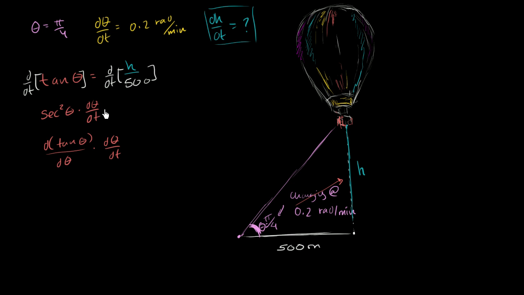And then the right-hand side becomes, well, it's just going to be 1 over 500 dh dt. We're literally saying it's just 1 over 500 times the derivative of h with respect to t. But now we have our relationship, the one we actually care about. We have a relationship between the rate at which the height is changing with respect to time, and the rate at which the angle is changing with respect to time, and our angle at any moment. So we can just take these values up here, throw them in here, and then solve for the unknown. So let's do that right over here.